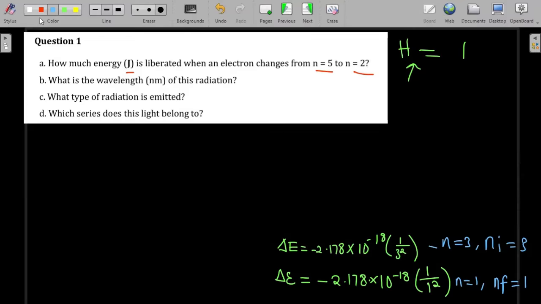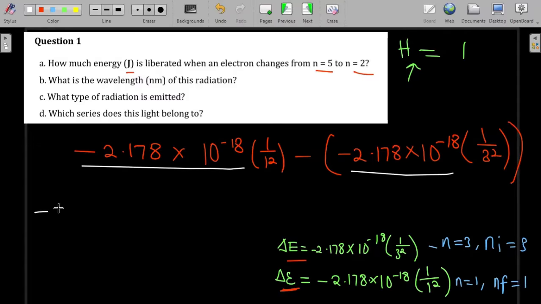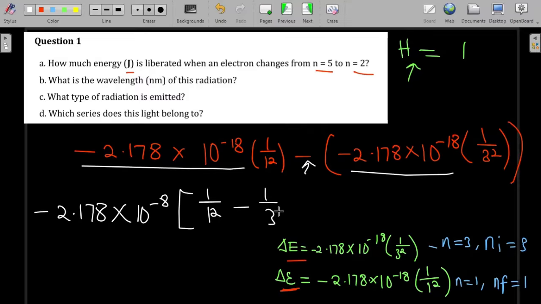Remember we said the energy lost will be this one minus this one. So if I write this one first, it will be minus 2.178 times 10 to the power minus 18, 1 over 1 squared, minus, and then I have this one, minus 2.178 times 10 to the power minus 18, and then 1 over 3 squared. We see that this guy here is common, so we factorize him like this. What are we going to remain with? I'm going to remain with 1 over 1 squared, and then minus 1 over 3 squared.